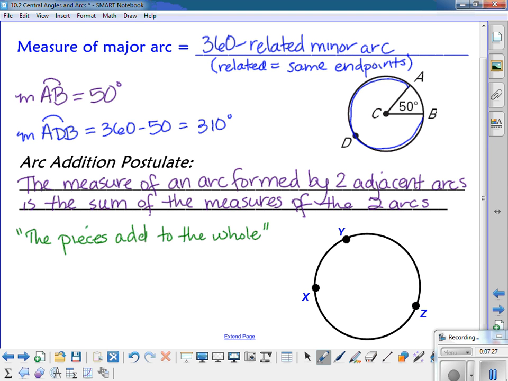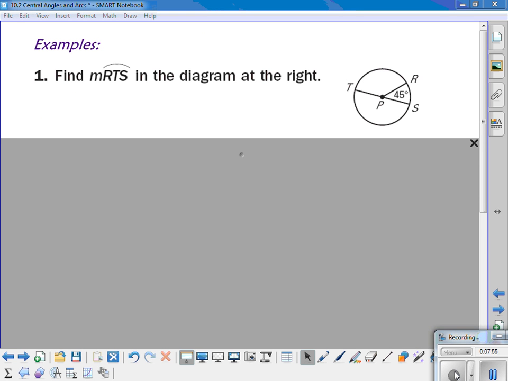So if I take the measure of XY right here and I add the measure of YZ over here, it's going to equal the measure of XYZ, the whole thing. Okay? Any questions there? Okay, so we're going to use some of these properties in examples.